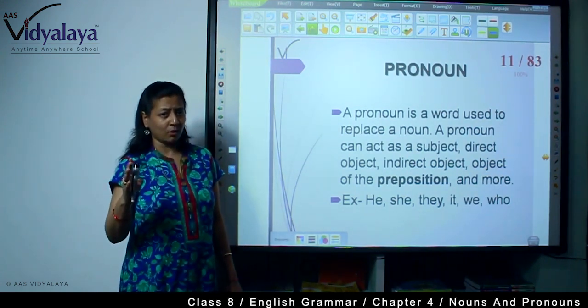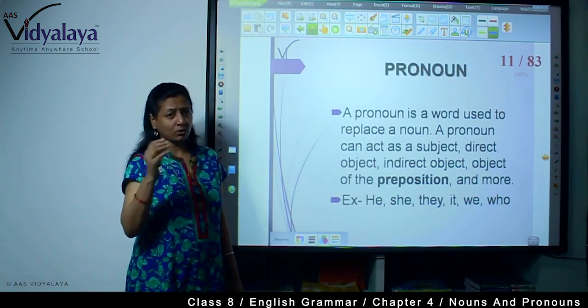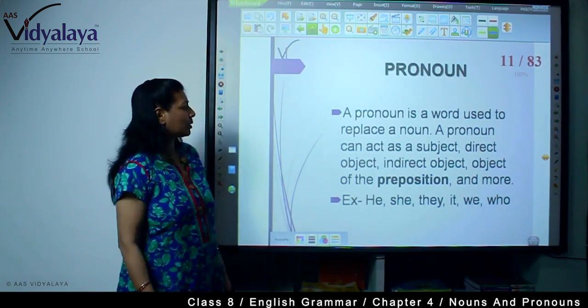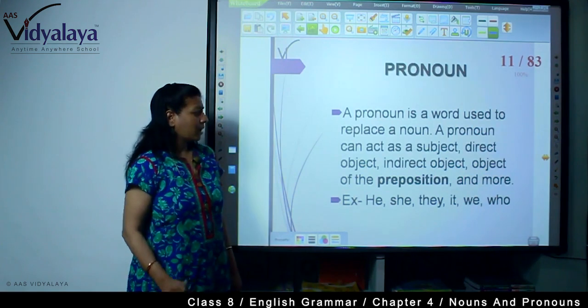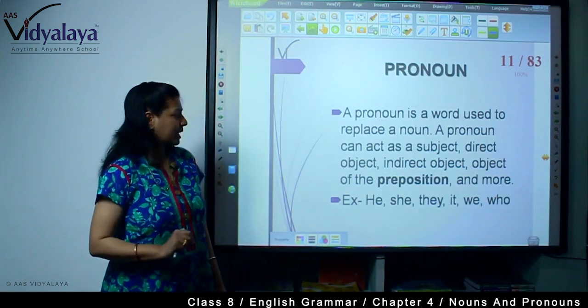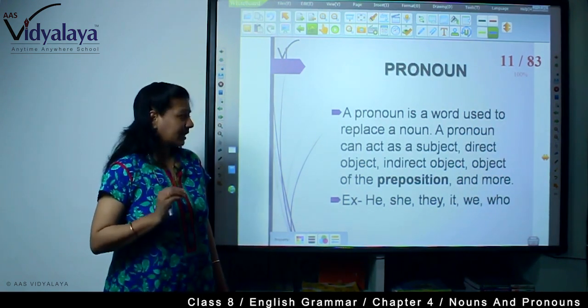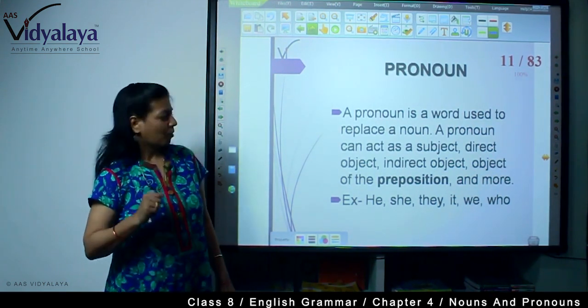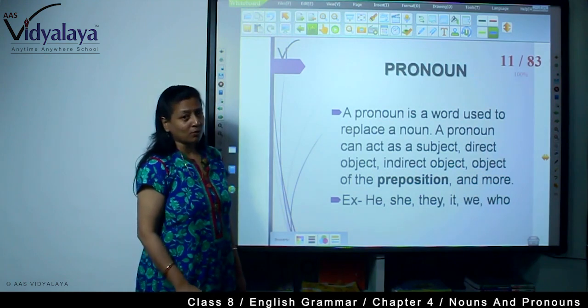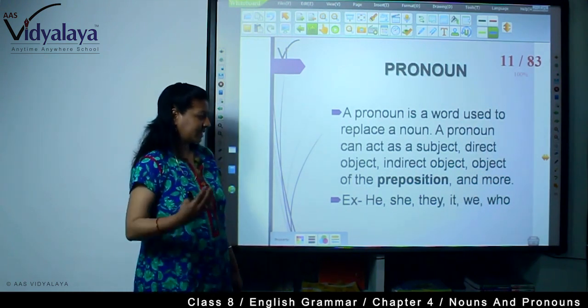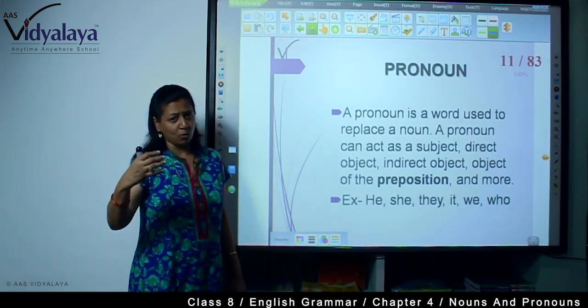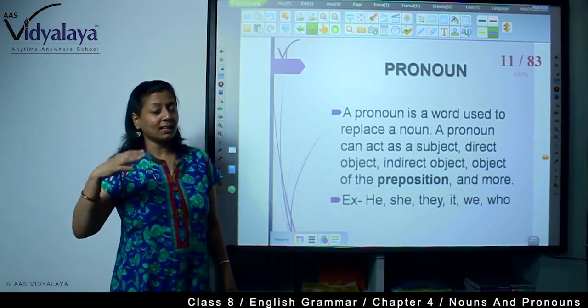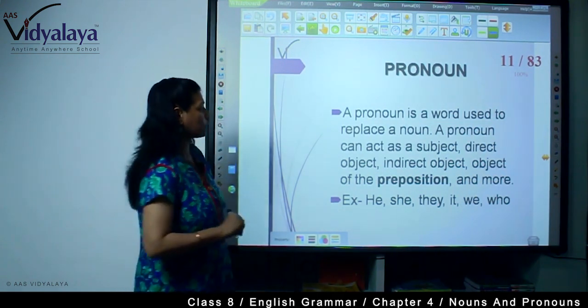In the name of noun, in place of noun, the word we use is called pronoun. A pronoun can act as a subject, direct object, indirect object, object of the preposition and more. What are the pronouns? As you know, he, she, they, it, we, who. All these are pronouns, and there are different types of pronouns also.